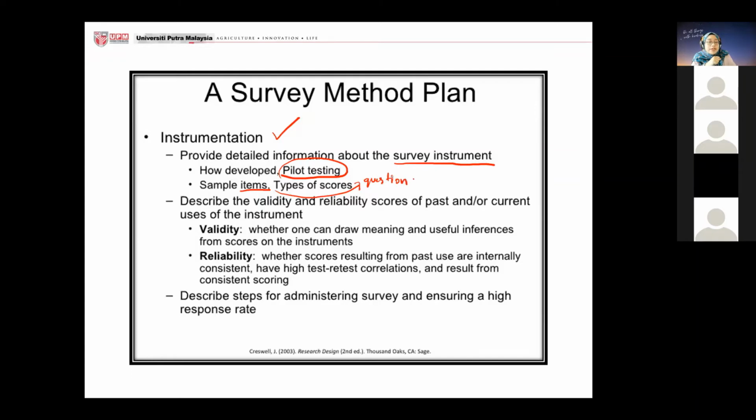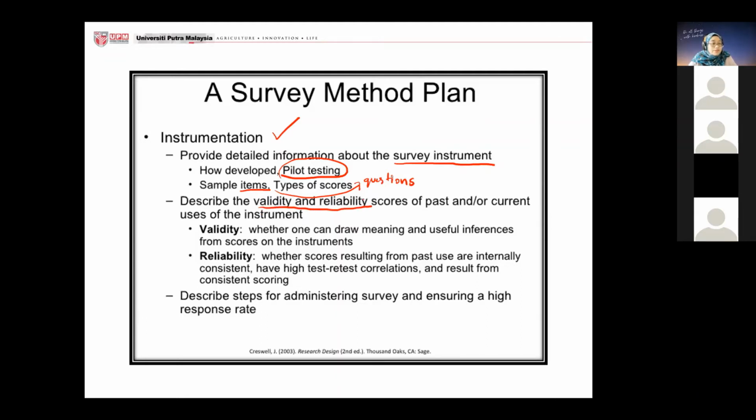So in the questionnaire, there's usually some type of questions or things that you want people to rate. Those are your items. And then what are the types of scores? Is it a yes or no question? Do you have to rate 1 to 5? So you have to talk about that. And then of course, whenever you do that type of thing, you have to describe the validity and reliability.